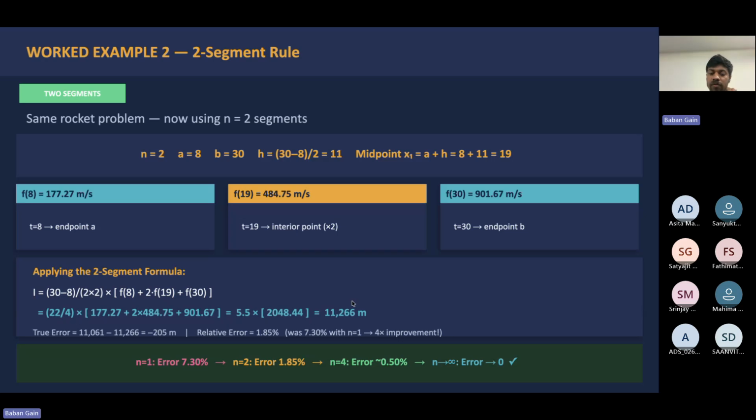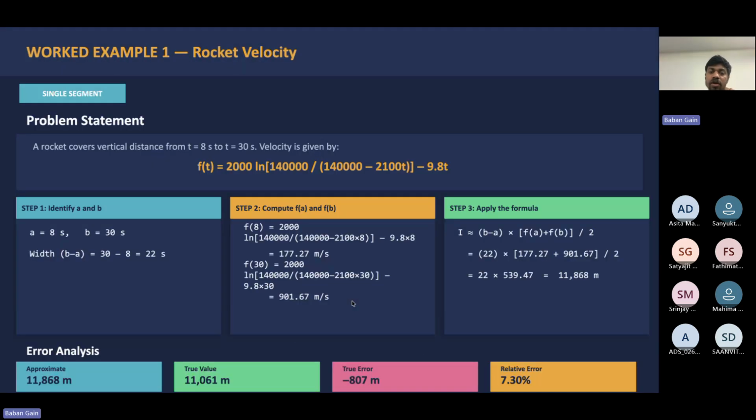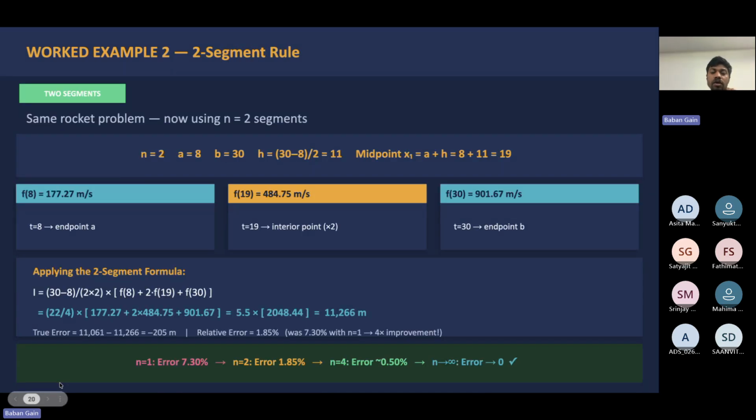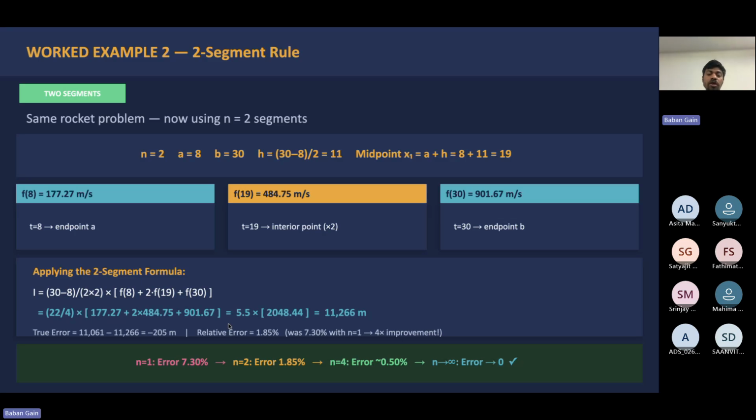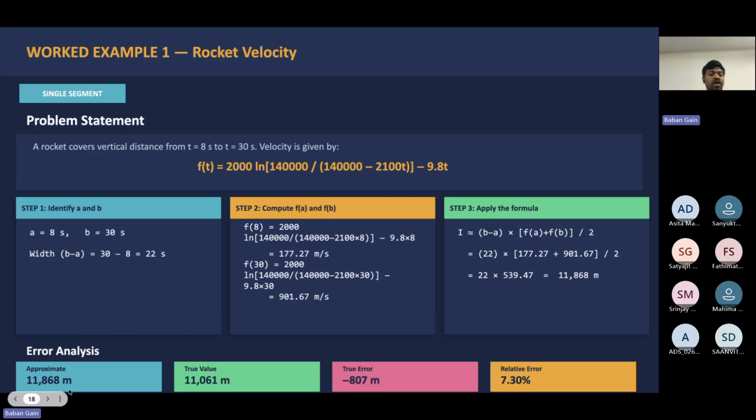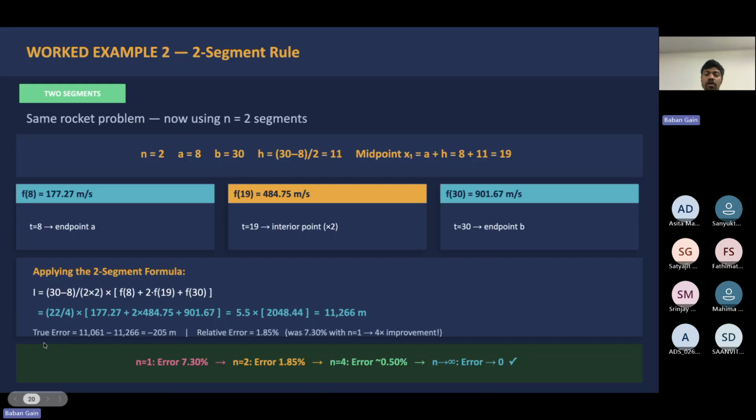Okay, but if you see in the previous one, if you are using only one trapezoid, it is 11,868, but here we are getting 11,266. But the actual value is 11,061. So you see, by using two trapezoids, our prediction value is actually closer to the actual value. Around 800 meter difference was there, but here the difference is around 200. So this is the trapezoid rule.